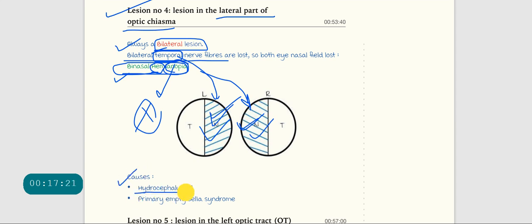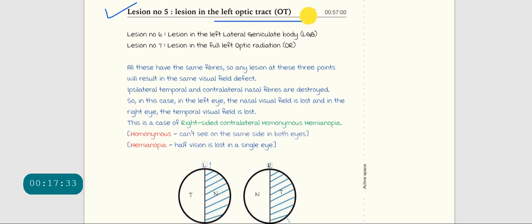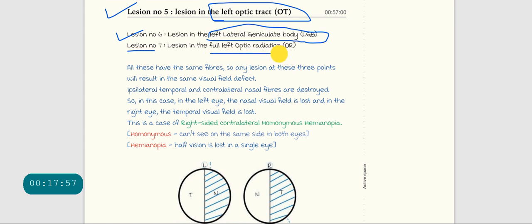The fifth type of lesion affects the left optic tract. The sixth lesion affects the left lateral geniculate body, the geniculate body which we studied. The seventh lesion is where the full left optic radiations are affected. So respectively, according to the diagram, the vision would be affected.